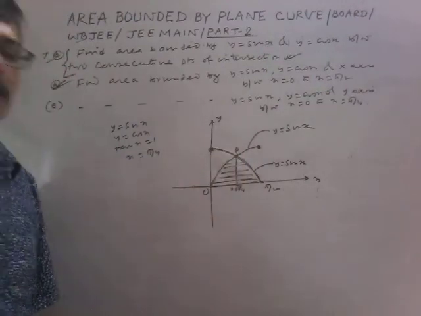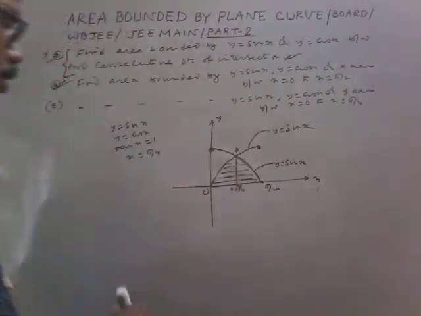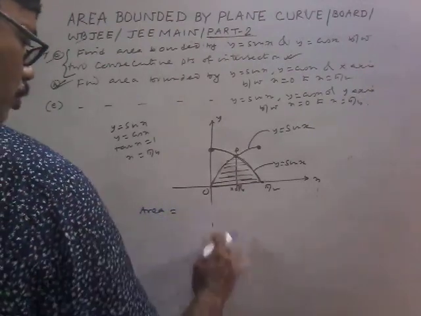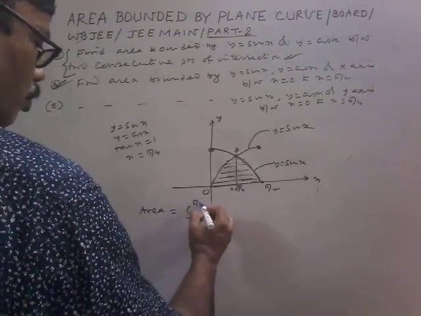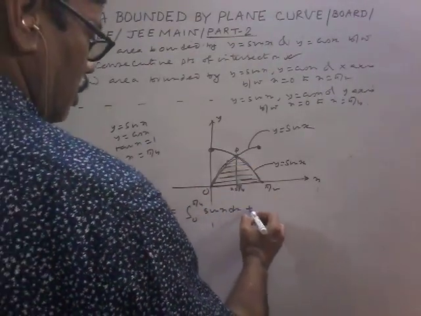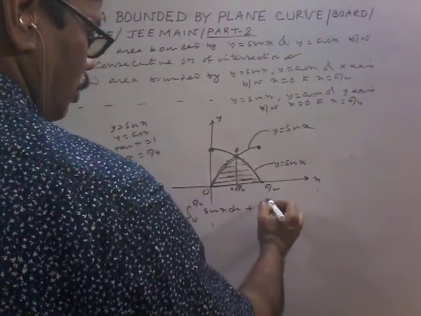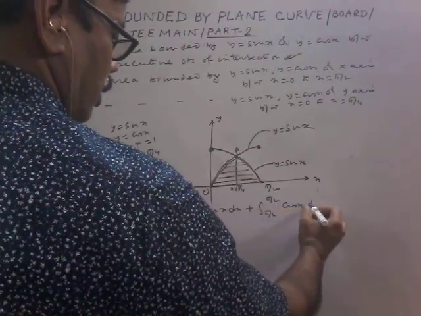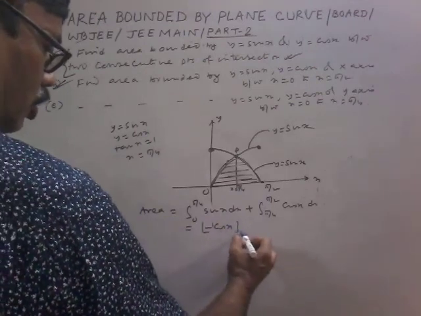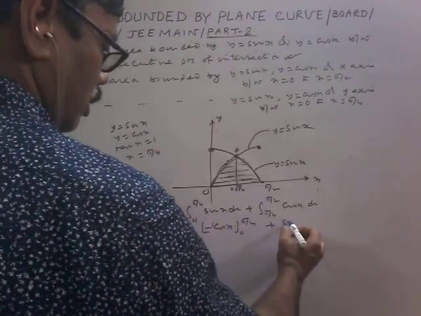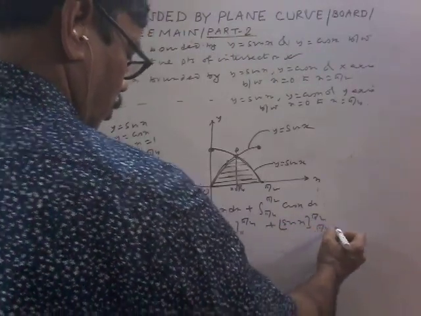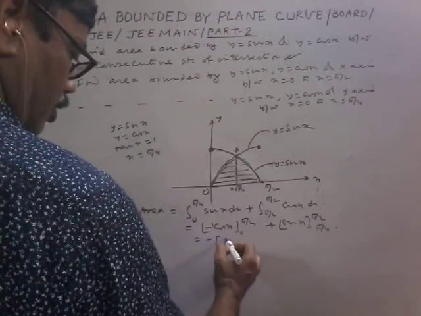This is very simple. So what is area? Area equals the integral from 0 to pi by 4 of sin x dx, plus the integral from pi by 4 to pi by 2 of cos x dx. So this is minus cos x from 0 to pi by 4, and this is sin x from pi by 4 to pi by 2.